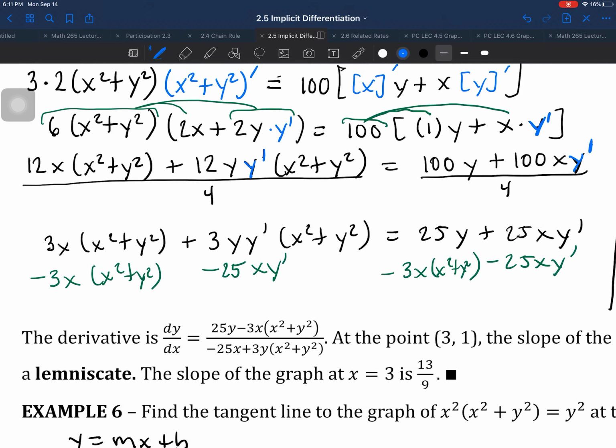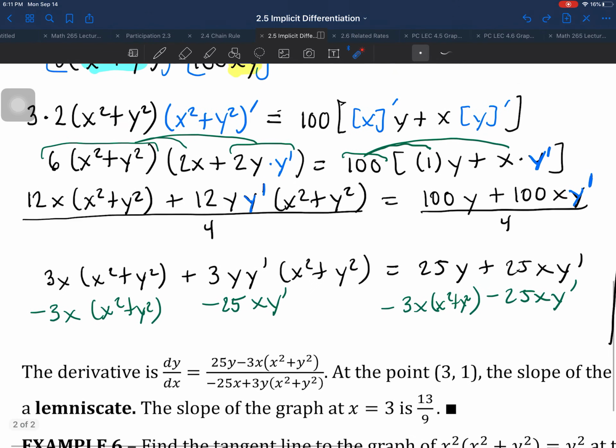So at this point, we're going to distribute this. Let me go back over here. We distribute this to the 2x. So 6 times 2x gives you 12x times this. 6 times this times 2y y prime: multiply the 6 and the 2, which gives you 12, followed by the y, followed by the y prime, followed by the product x squared plus y squared. On the right side we have 100 times y, 100 times x y prime, and that's pretty much it.